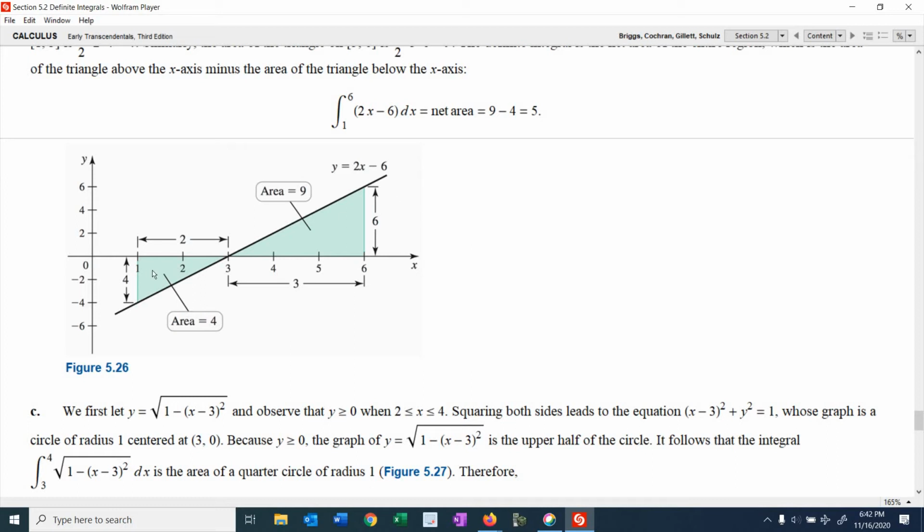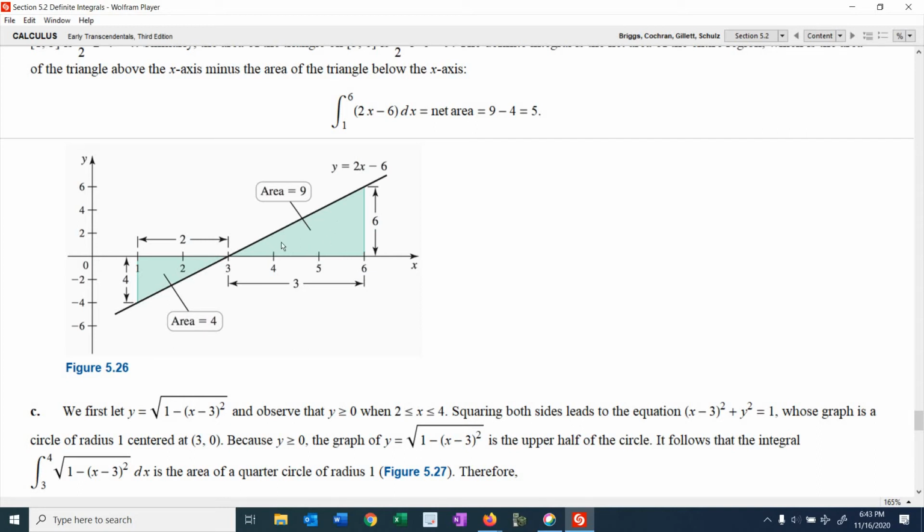Okay, so let's find the area of both of these triangles. First of all, the area of a triangle is 1/2 base times height. So notice here, the base of this triangle is equal to 6 minus 3, which is 3. Then the height here we can find by plugging 6 into the function and getting the y value. If you plug a 6 in, you get 12 minus 6, so this would be equal to 6. Okay, so it's 1/2 the base, which is 3, times the height, which is 6. In other words, half of 18, which is 9.